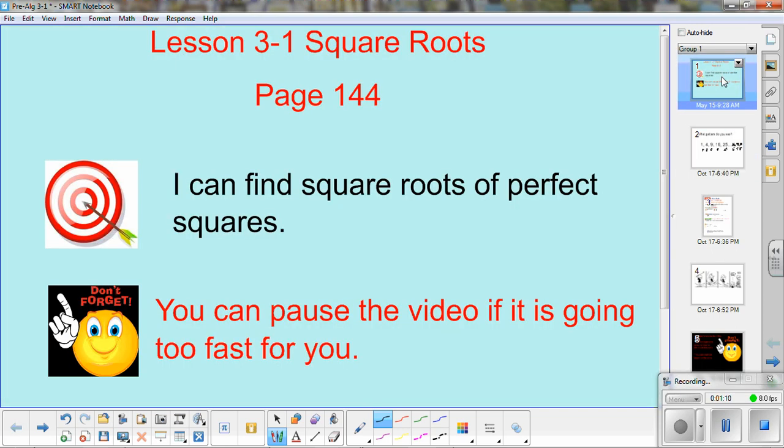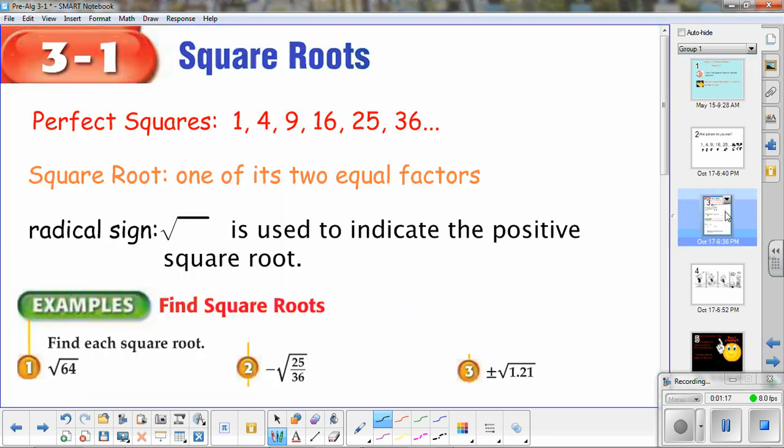In lesson 3.1, you are going to find square roots of perfect squares. Perfect squares are 1, 4, 9, 16, 25, and 36. Those are perfect squares because they are the squares of integers. Squaring a number and taking the square root are inverse operations.